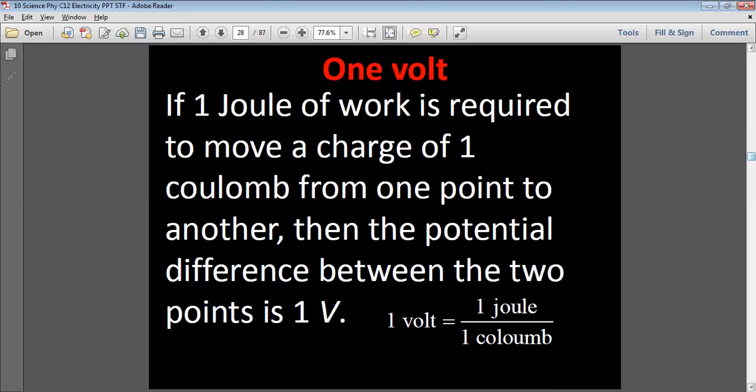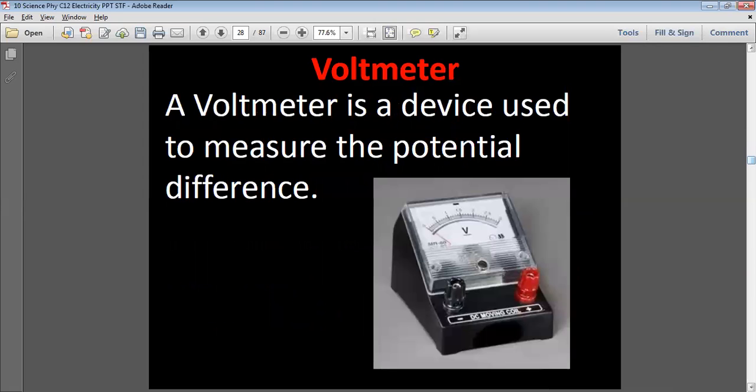What do you mean by 1 volt? If 1 joule of work is required to move a charge of 1 coulomb from one point to another, then the potential difference between the 2 points is 1 volt. 1 volt equal to 1 joule divided by 1 coulomb.